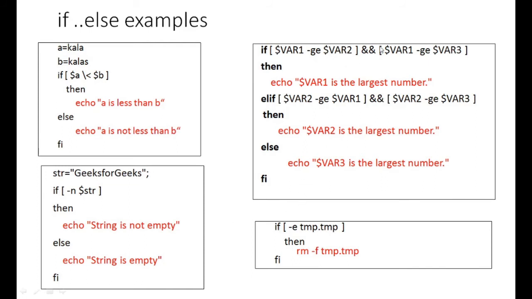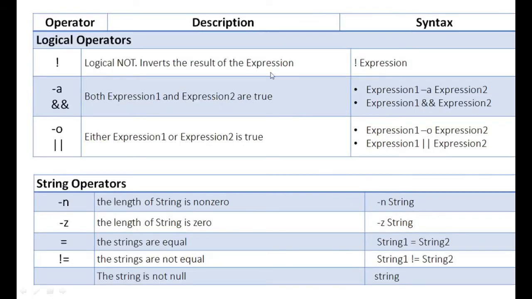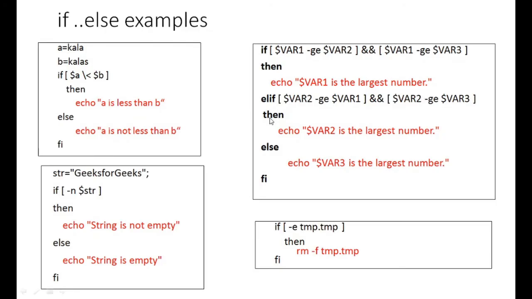Here this is an example for combining the expressions. As I said, you can require both expression 1 and expression 2 to be true. Here I am just checking whether variable 1 is greater than or equal to variable 2 and variable 1 is greater than or equal to variable 3. If both are true, then I can say that variable 1 is the largest number.